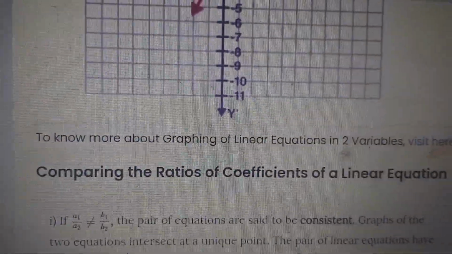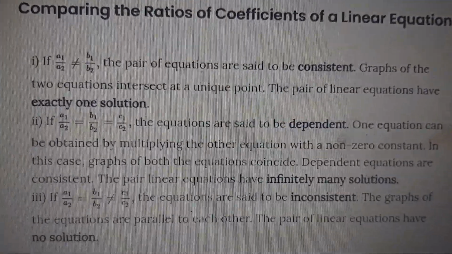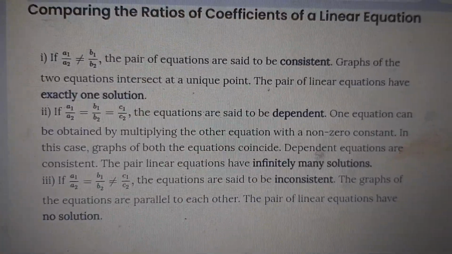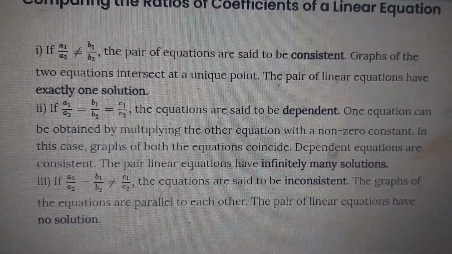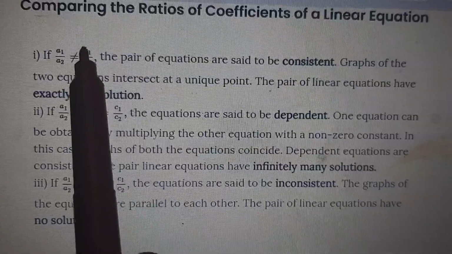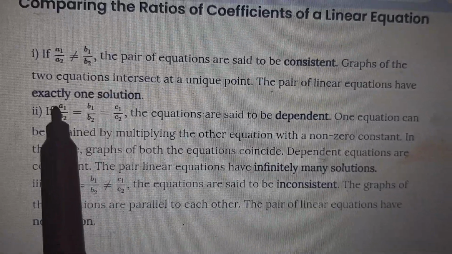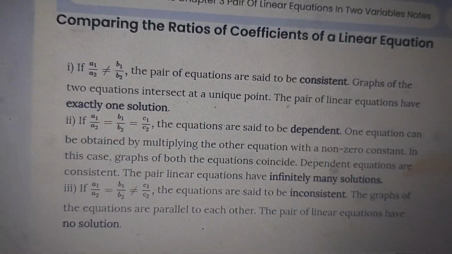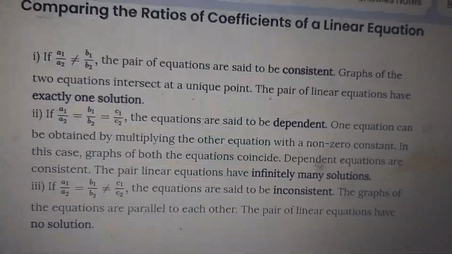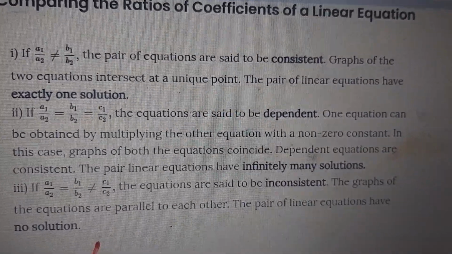Okay, we have to know more about the graphical representation of linear equations in two variables. We have three conditions. The first condition: a1 by a2 is not equal to b1 by b2. The second: a1 by a2 is equal to b1 by b2, which is equal to c1 by c2. And the third condition: a1 by a2 is equal to b1 by b2, but it is not equal to c1 by c2.